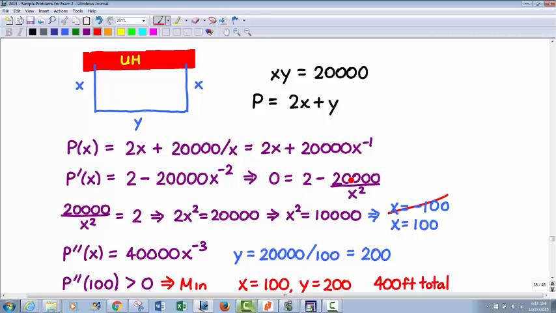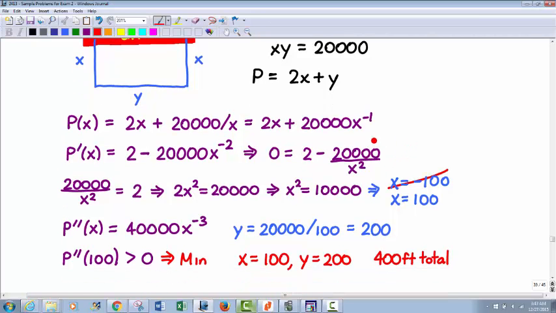When I set that equal to 0, notice I do what I always do. I immediately drop that back down to make it a positive exponent, because it's algebraically easier to deal with than a negative. If I move this over to the other side, you have 20,000 over x squared equals 2. Cross multiply, so you have 2x squared equals 20,000, and x squared equals 10,000.